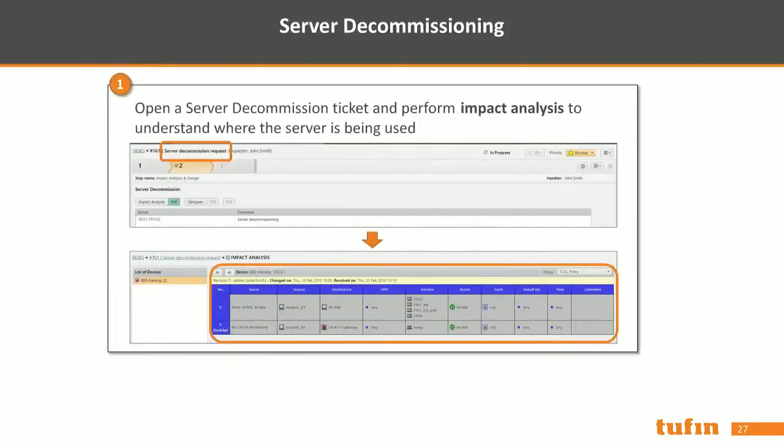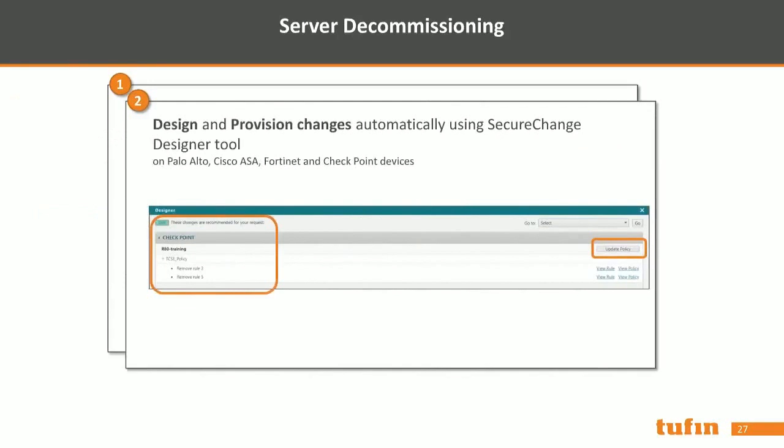First of all, you open a server decommissioning ticket in Secure Change, and you can perform impact analysis to understand which policies are currently using this server. You can then use the design and the provisioning tools in order to automatically decommission the server from your devices. And as before, you can ensure full auditability via reports and ticket history.